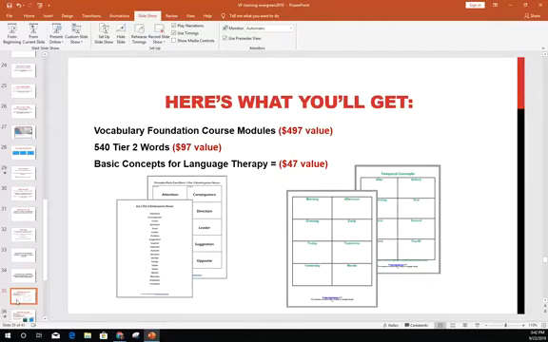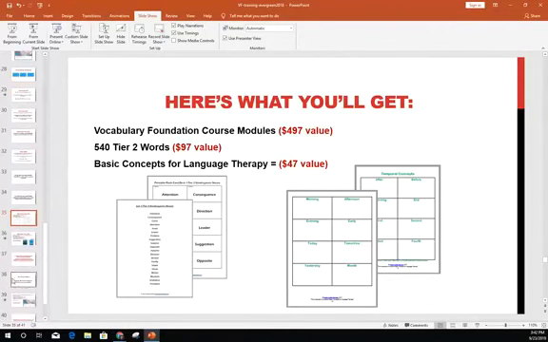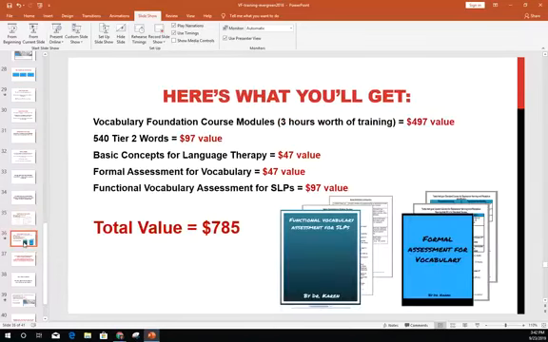And then for those students who might have more difficulty with those Tier 2 words, who might need to start with more basic vocabulary, I do include the basic concepts for language therapy. So some of those words might be considered Tier 1, but might be appropriate for some of your students if the Tier 2 words are more difficult, if you're going through the process and realize, you know what, I need to back up.